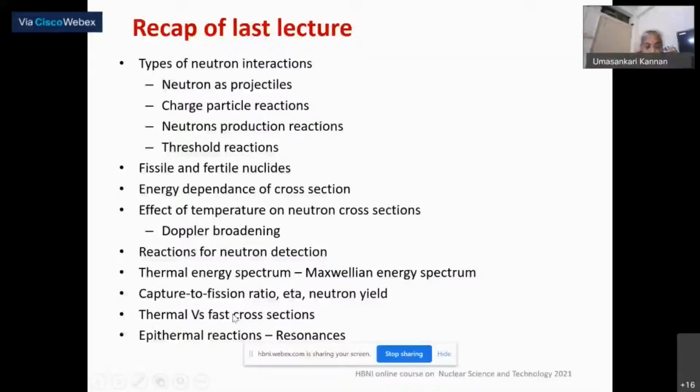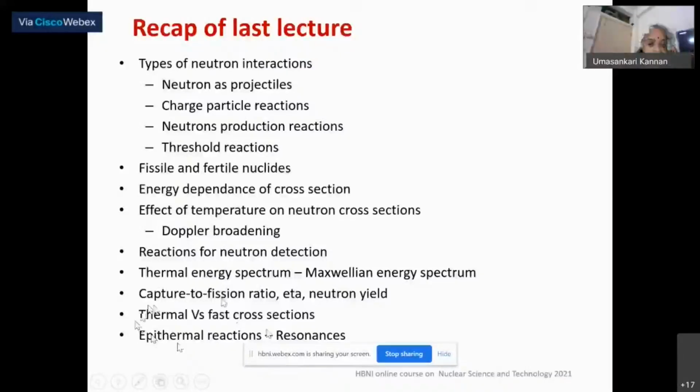And we saw that the capture to fission ratio changes between the thermal energy region and the fast energy region. For certain isotopes, if capture is less, you would have more fissions. So uranium-233 thermal fission is very useful in this matter, because its capture is very low. Whereas plutonium is useful in fast energy regions or fast spectrums.